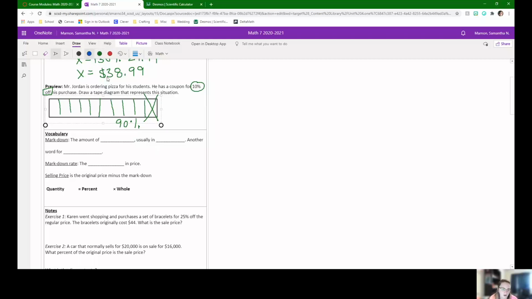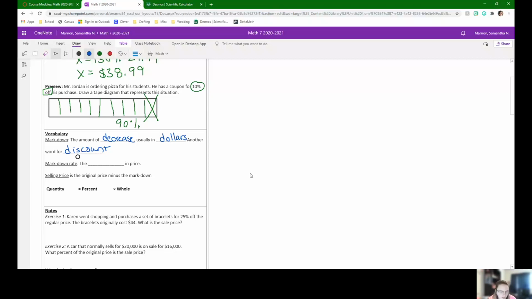Let's look at some of our vocabulary. So now we're going to do markdown. So it's just the amount of decrease. And it's usually in dollars. So instead of going down by number of cats like we did in that cat population problem, now we're going down in dollars. And it's just another word for discount. So you guys know discounts and sales pretty well. That's all markdowns are, discounts and sales.